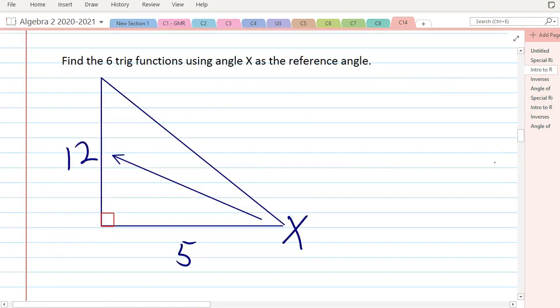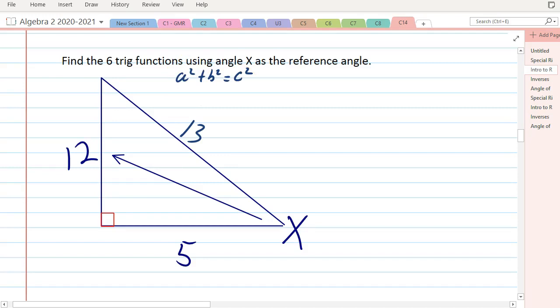Now, they want the 6 trig functions using angle x as a reference. Before we can start, we need to know what our hypotenuse is. You should easily be able to figure out the hypotenuse based off of the Pythagorean triples, which you have memorized from the last video. This is a 5, 12, 13 right triangle. If you don't know how to find the missing side, you can always use a squared plus b squared equals c squared. However, I strongly suggest memorizing your Pythagorean triples.